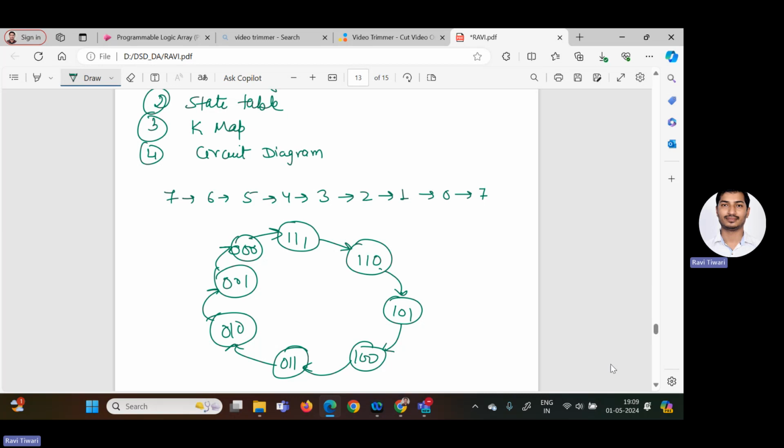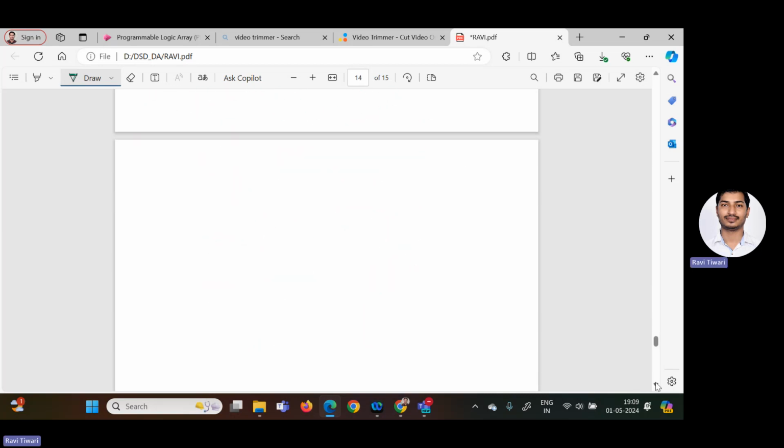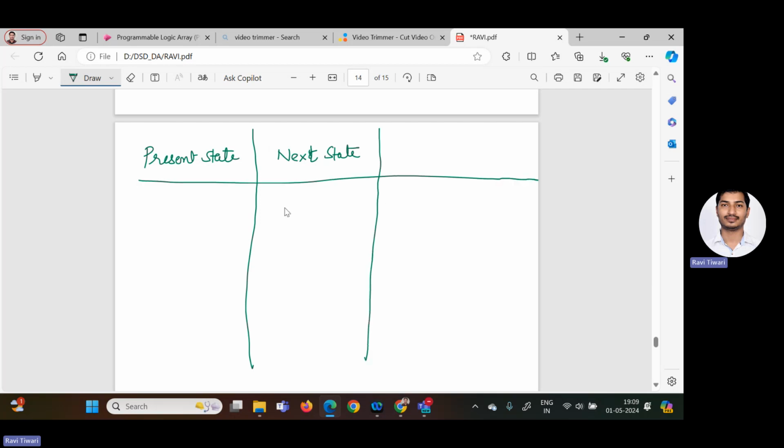And by using this state diagram, we have to draw the state table. So here in the state table, there are some parameters that are required. First one is the present state. Next is the next state. First, we will write down these present and next states, and then we will find out what will be the value for the T flip-flop if you are using the T flip-flop for the design.